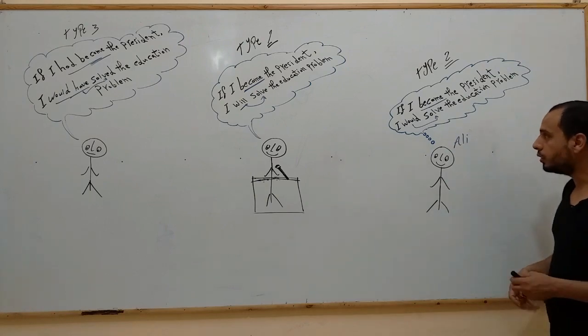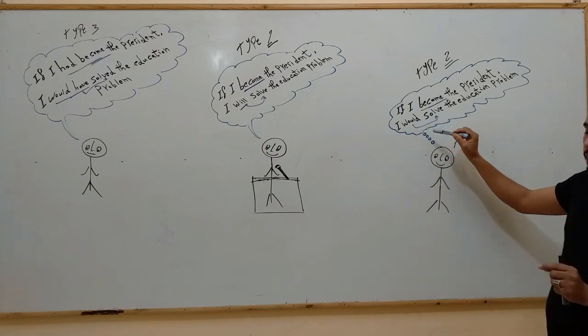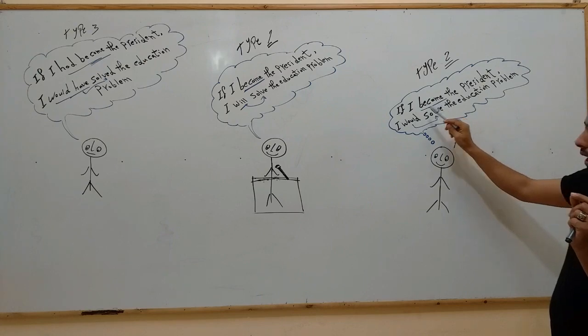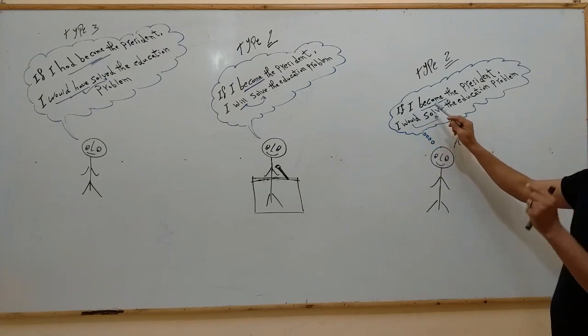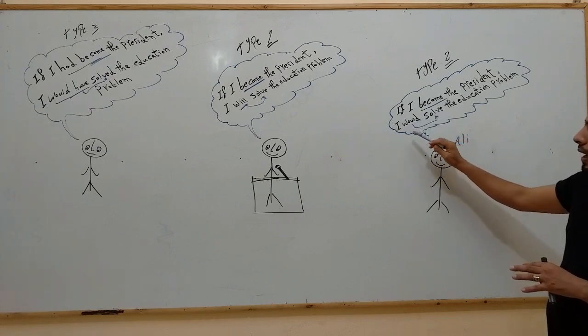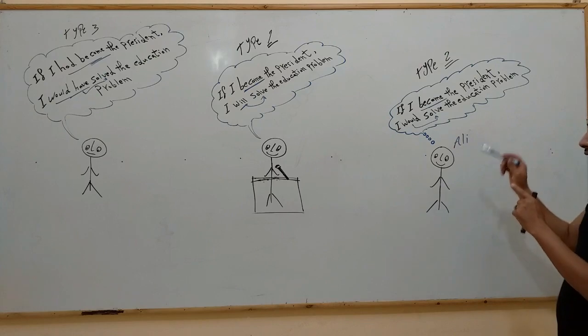You can also note that if-type 2 is if plus past simple. If I became the president, if plus past in the if clause. And the main clause is would plus infinitive. I would solve the education problem. That's type 2.